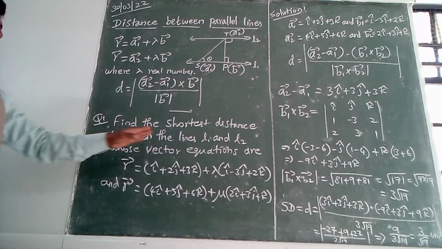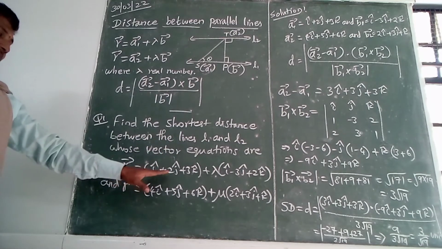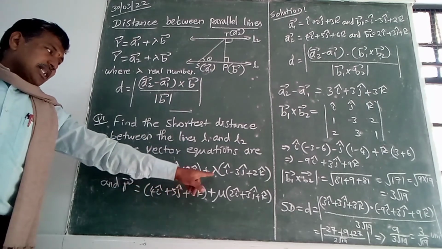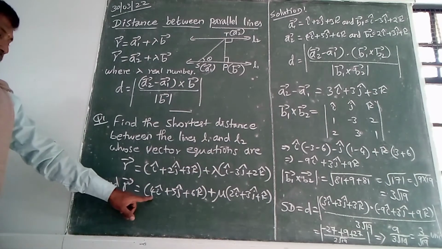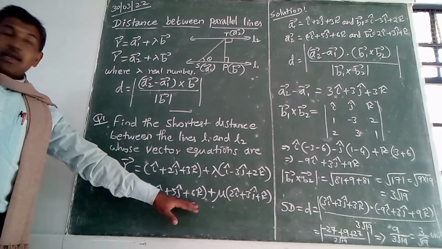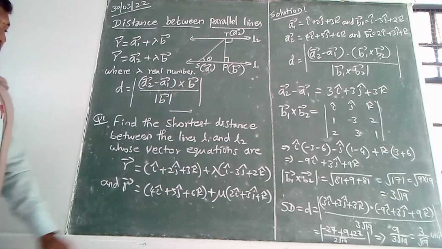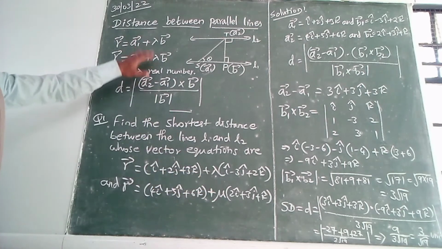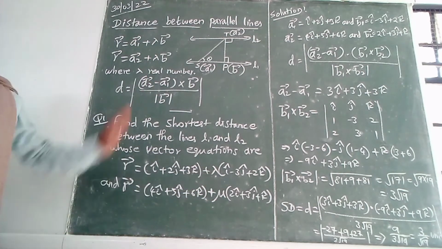So based on the previous skew lines, let us see one problem. Find the shortest distance between the lines L1 and L2 whose vector equations are r equals i cap plus 2j cap plus 3k cap plus lambda (i cap minus 3j cap plus 2k cap), and r vector equals 4i cap plus 5j cap plus 6k cap plus mu (2i cap plus 3j cap plus k cap). Here they have given lambda and mu, both real numbers.